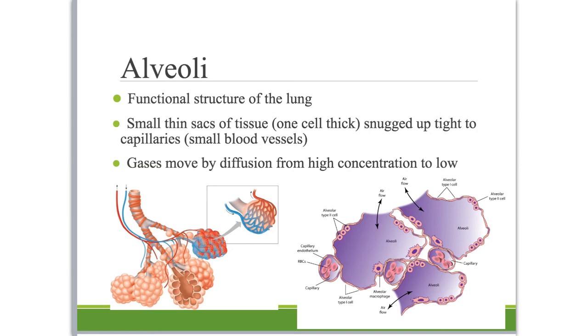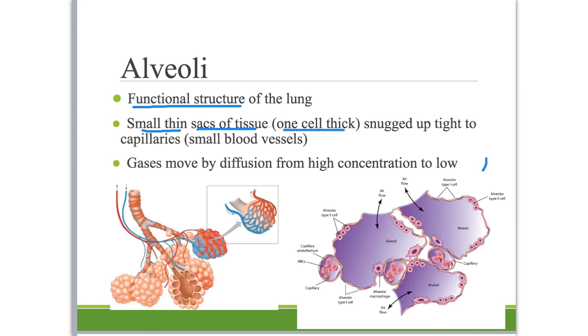So now we get down to the alveoli, which is, as I said, the functional structure, the place where everything happens. If the lungs are all about getting the gas into the body, well, this is where it occurs. So the alveoli are really small, very thin, tiny sacs of tissue. They're really only 1 cell thick.